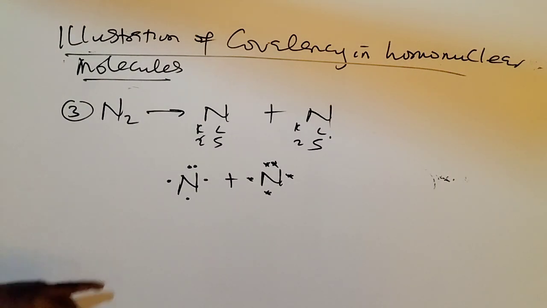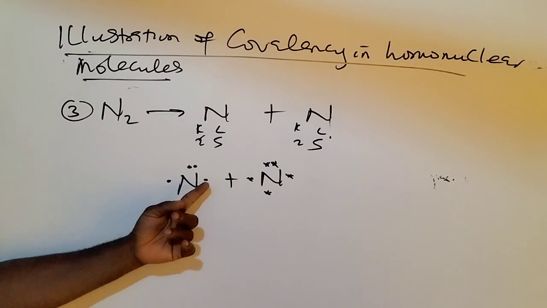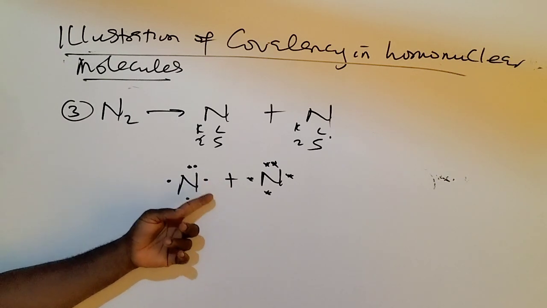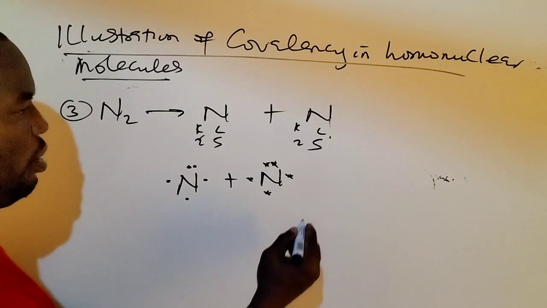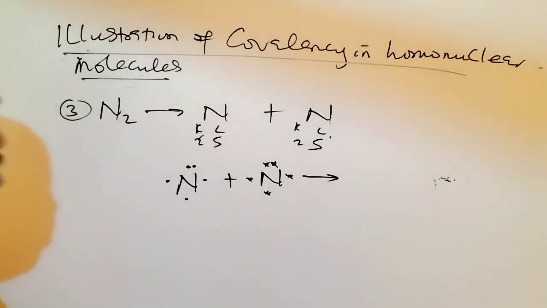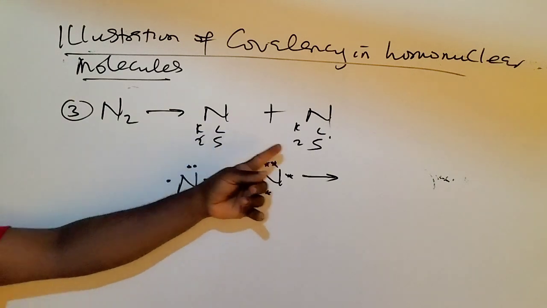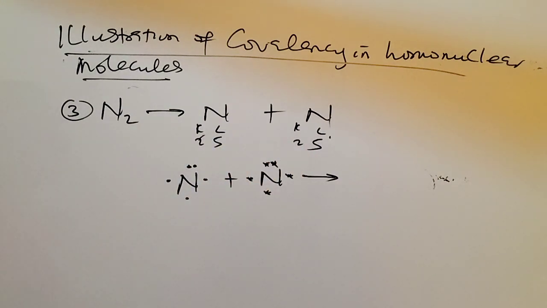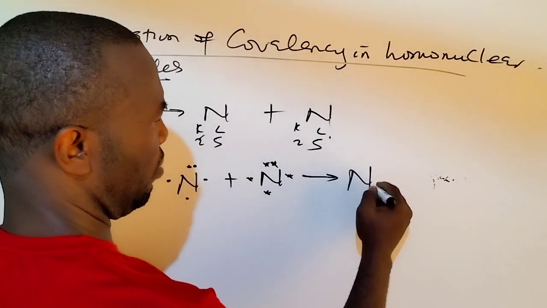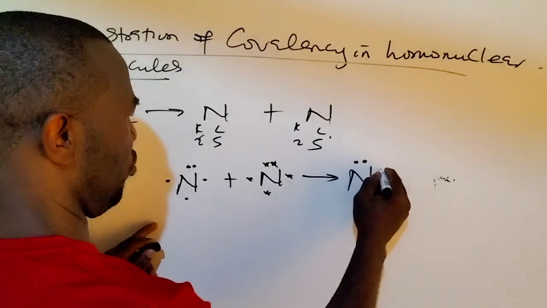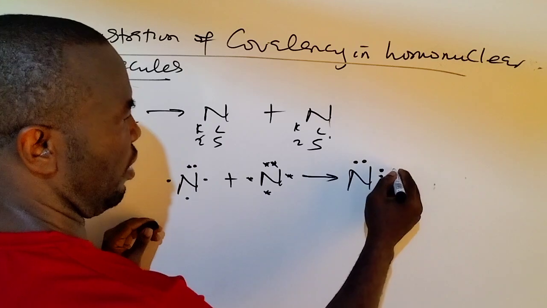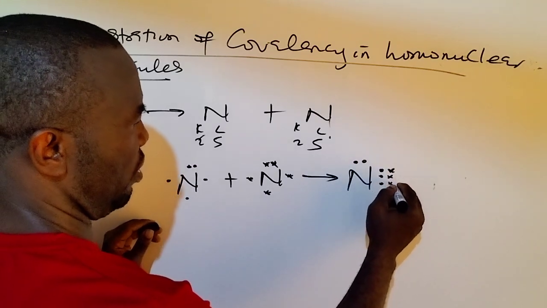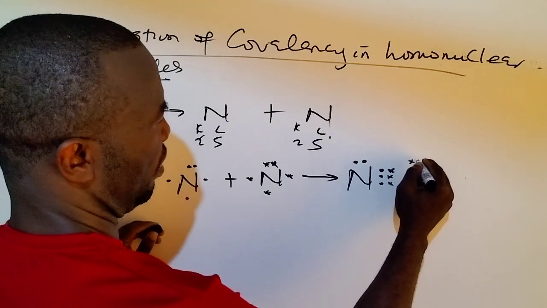Now, how many electrons does each of them need to become complete? Each requires 3 electrons. Since they need 3 each, they also contribute 3 each, because both are non-metals of the same kind. So 3 electrons from this atom will pair up in the middle, and the other 3 from the other atom will also pair up with them. So you now have that.